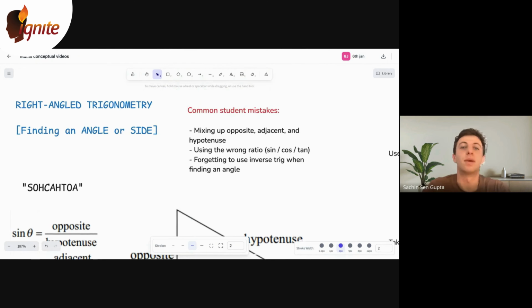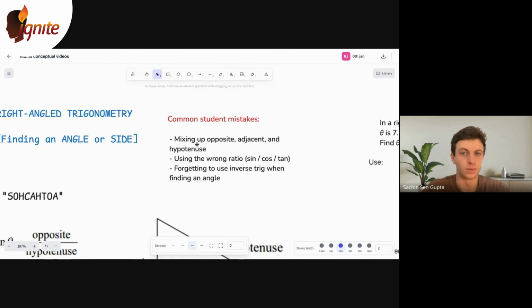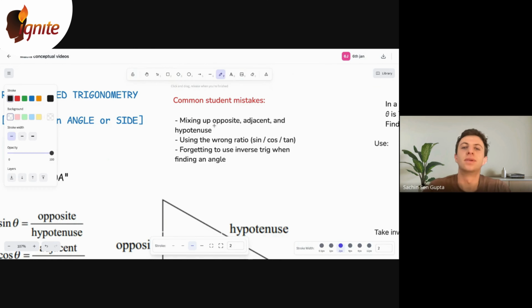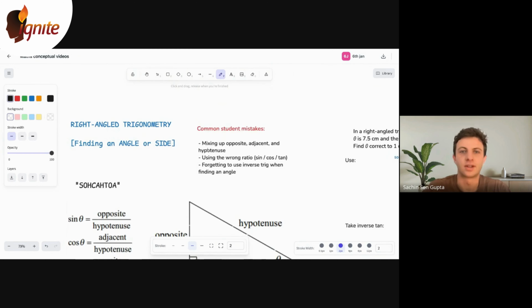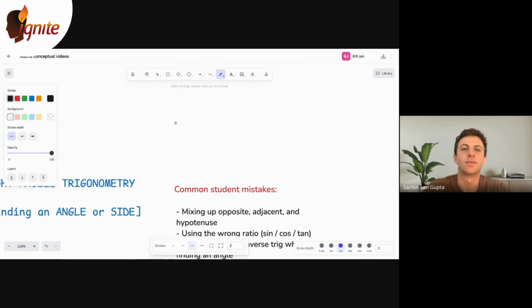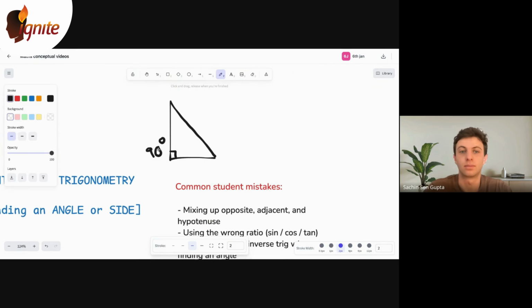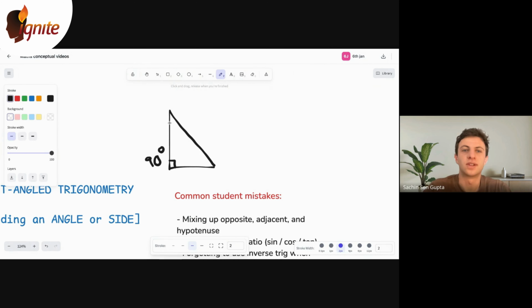We can start with the common student pitfalls or mistakes. The common one is that students will mix up opposite, adjacent, and hypotenuse. Let's just sort that out now. It's a right angle triangle, so I'm going to draw a right angle and then a triangle. This is a right angle, and we know it's always 90 degrees, so we're not really concerned about that. We always have that information, even if it's not shown. Let's just say we've chosen this angle here.